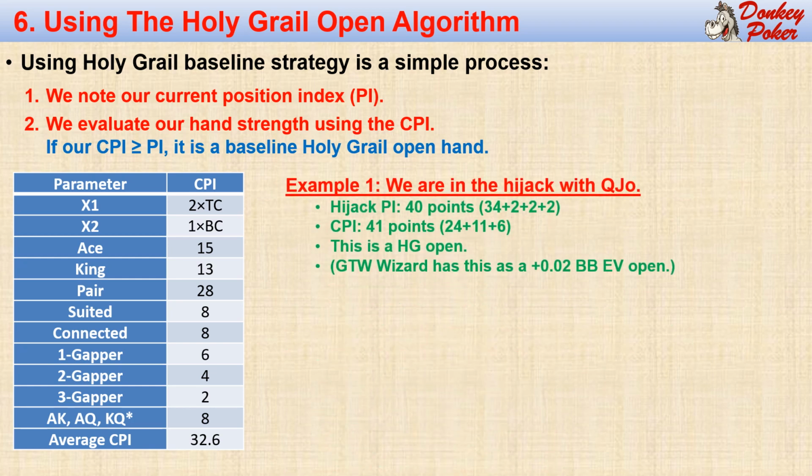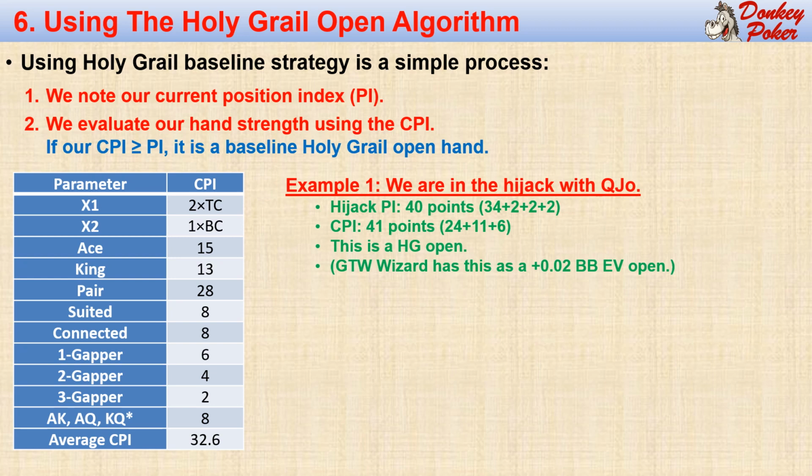Suppose we are in the hijack with Queen Jack offsuit. We know that our position index in the hijack is 40 points, and the CPI for Queen Jack offsuit is 41 points, which is 24 points for the Queen, 11 points for the Jack, and 6 points for the one gapper. Remember, Queen Jack is not a connector since it can flop a straight only 3 ways.